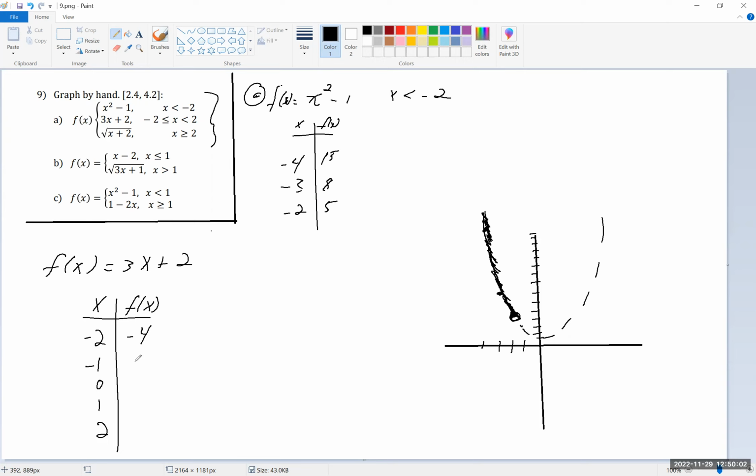2 is -1. And then if you see the pattern, you're adding 3. So this is 2, this is 5, and this is 8. You almost just have to do the first one, -2, 4. 1, 2, 3, 4. And the last one, which is 2, 8. 1, 2, 3, 4, 5, 6, 7, 8. You almost just need to do those because it is a straight line.